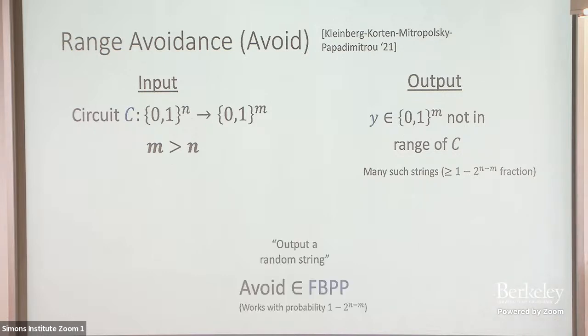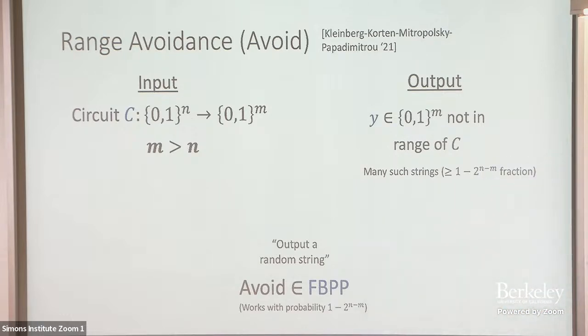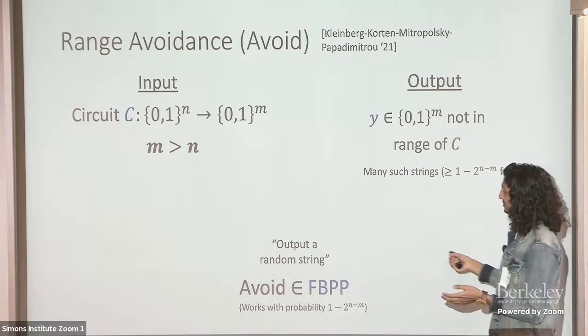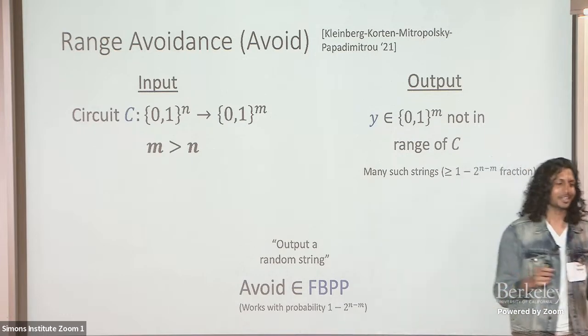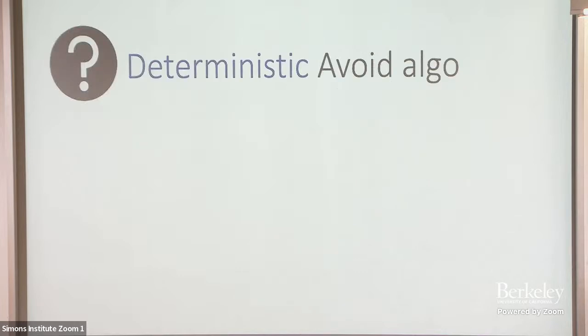As a result, there's a very simple randomized algorithm. In fact, the randomized algorithm is so simple, it doesn't even look at its input. It just outputs a random string. So you have a randomized algorithm, and an extremely natural question to ask is, does there exist a deterministic algorithm for this problem? What do you guys think? Who thinks that there should be a deterministic algorithm? Who thinks there should not be a deterministic algorithm?